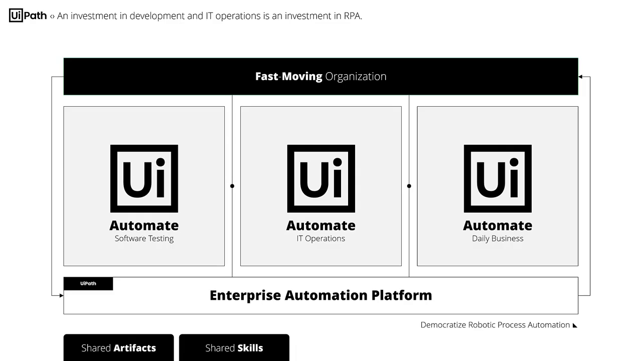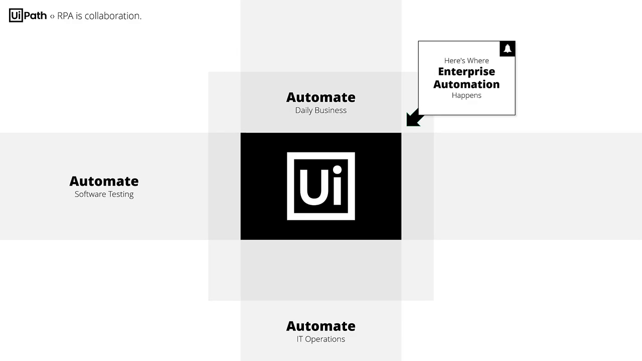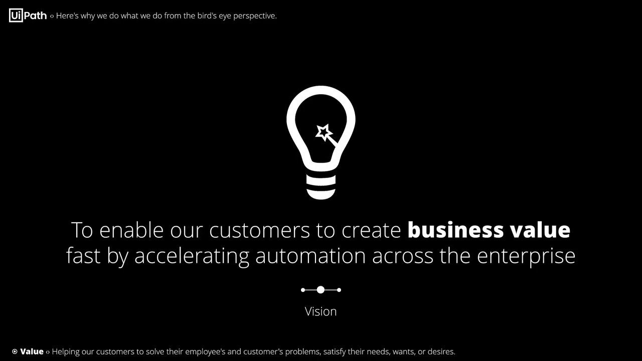Now, to conclude, through enterprise automation, we accelerate digital transformation. And enterprise automation has to happen at the intersection between business, IT operations, and software development. And this means that enterprise automation is all about collaboration. And since collaboration fosters innovation, the vision behind the UiPath Test Suite is to equip you, our customers, with the missing tool to enable you to create business value fast for your customers by accelerating automation across the enterprise. Now, that is our vision. That's the main aspect of our value proposition.